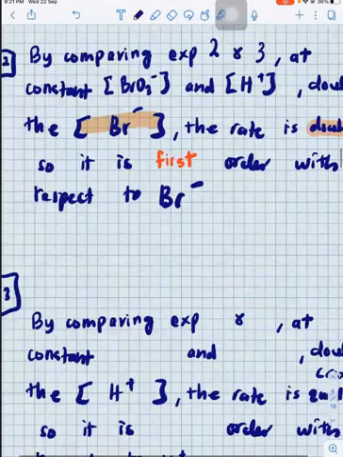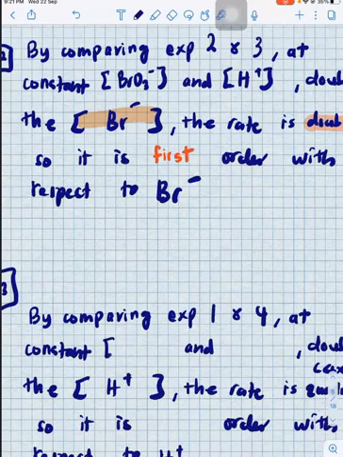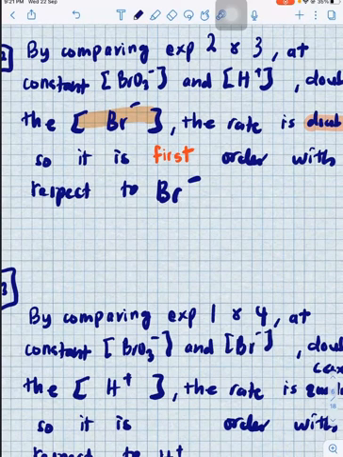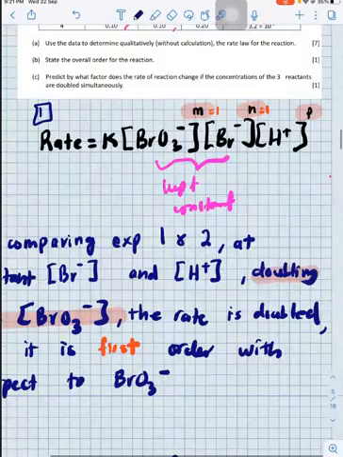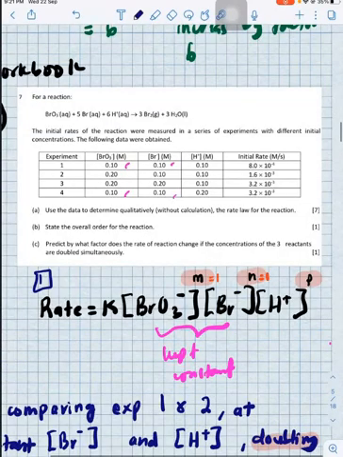1 and 4. At constant BrO3 minus dan juga Br minus. Okay. So look at the concentration of H plus. Dia jadi daripada 0.1 kepada 0.2. So again sama juga. Kita double the concentration. And dia punya rates of reaction tengok daripada 8.0 darab 10 kuasa negatif 4, dia increase to 3.2 times 10 to the power of negative 3. So agak-agak berapa kali ganda ni? 3.